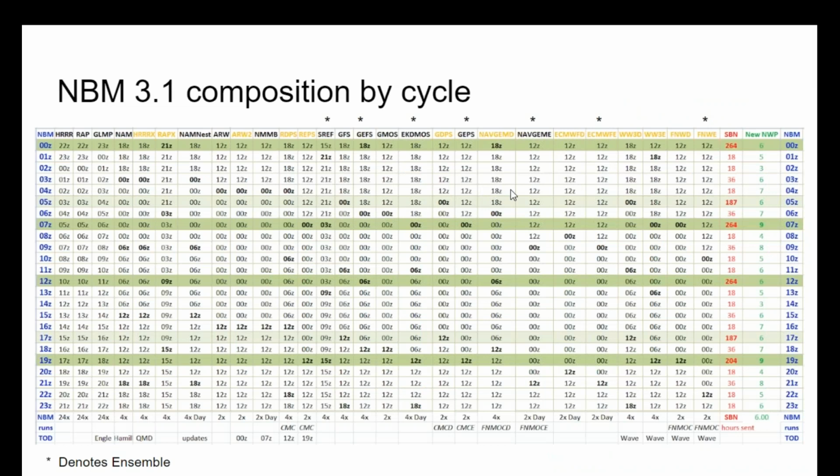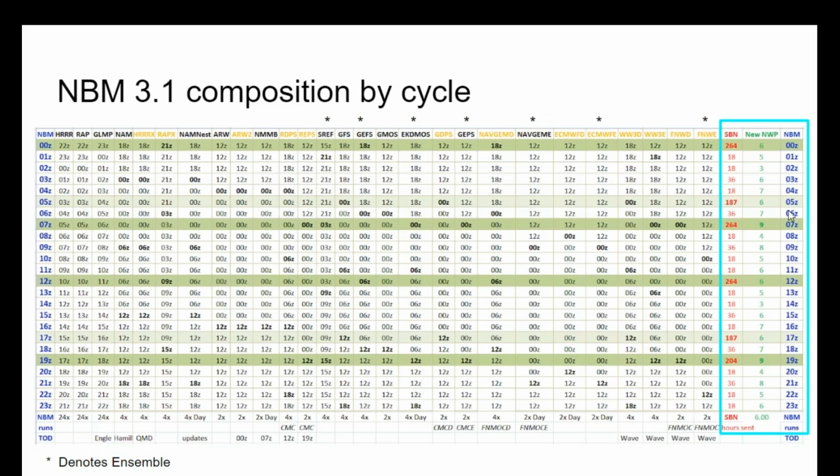Up on your slide right now that you see on the screen is the composition of the NBM life cycle, and you see there's a whole lot of different models in here and ensembles. The ensembles are noted there by the asterisk, and you can see there are a lot of ensembles. For example, the SREF, the GFS ensemble, the Canadian ensemble, the European ensemble, you name it, there's a lot.